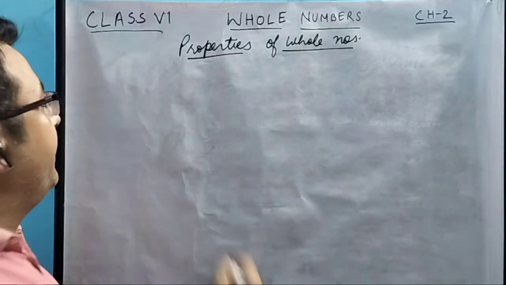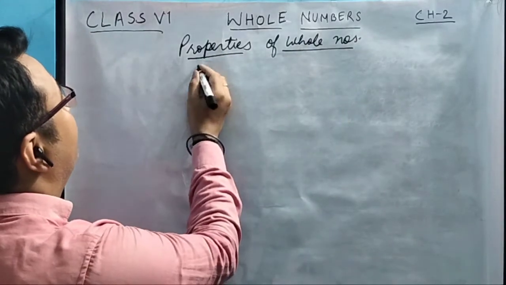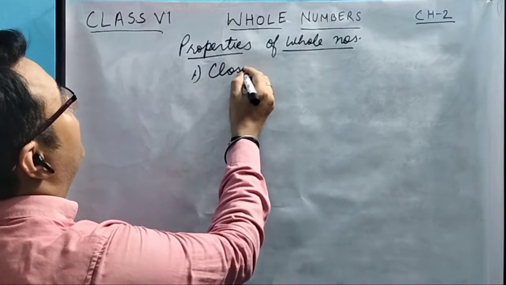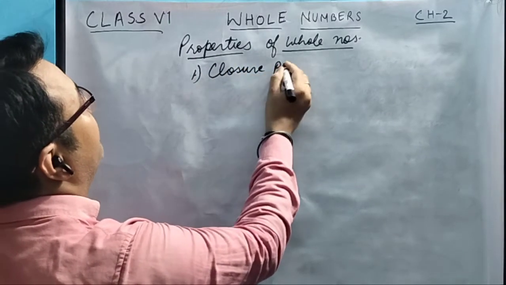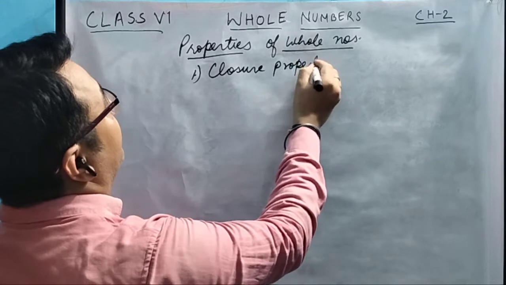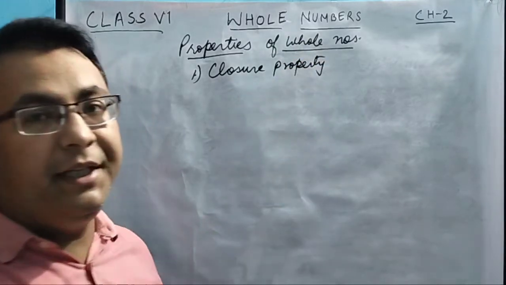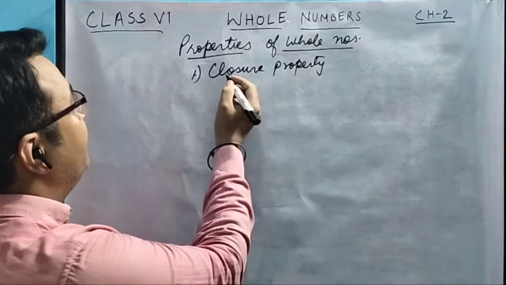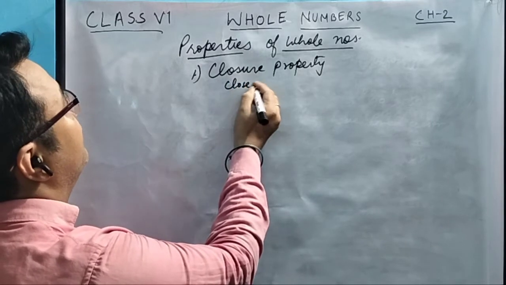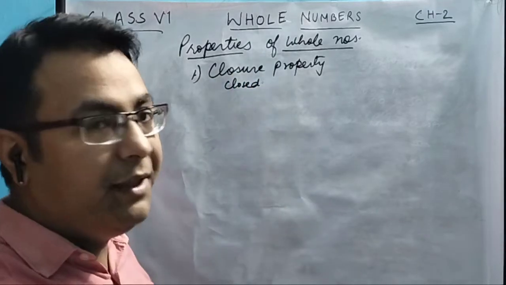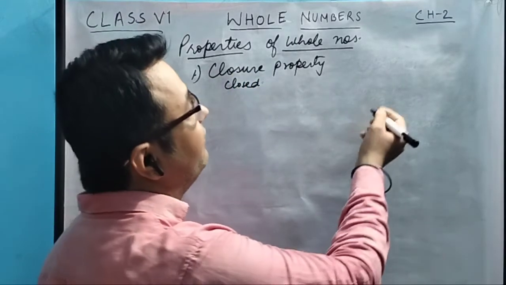So the first property is closure property. As the name of this property indicates, it's made from the word closed. What does that mean?